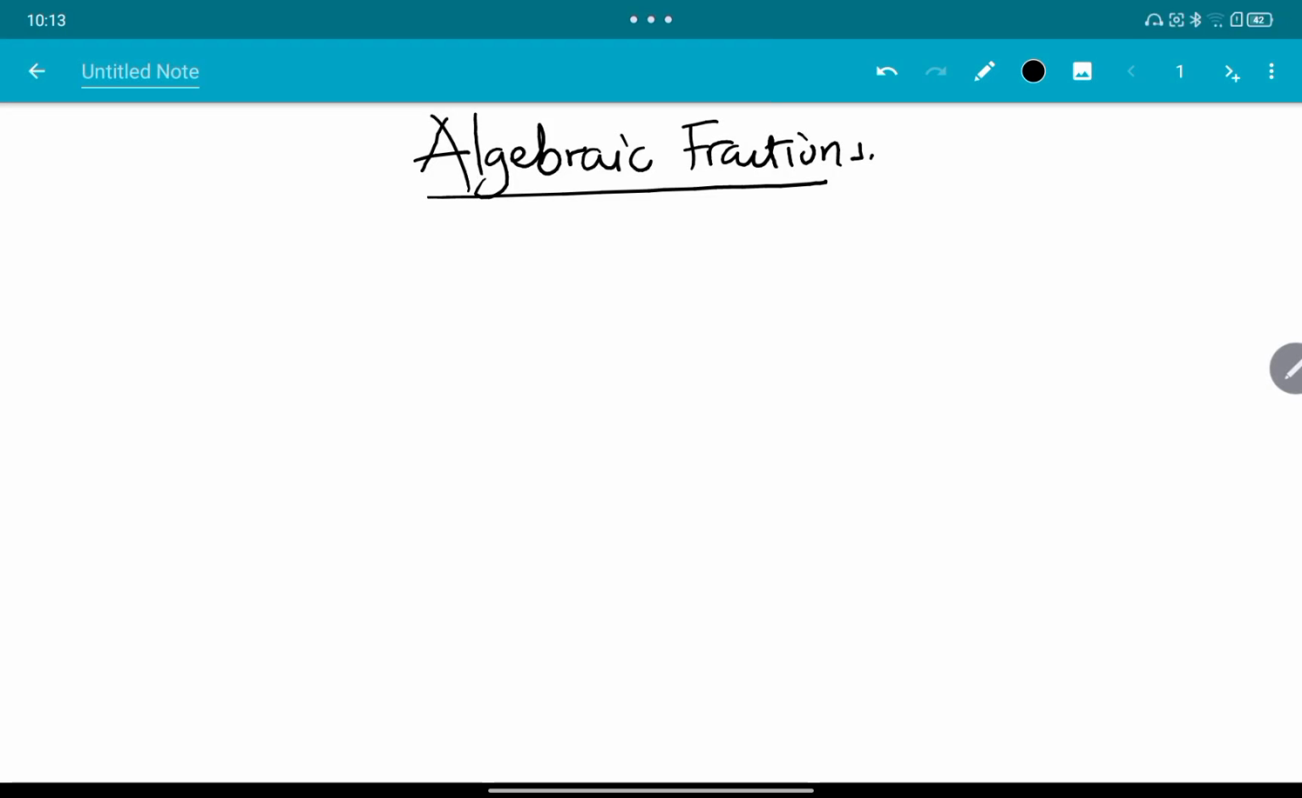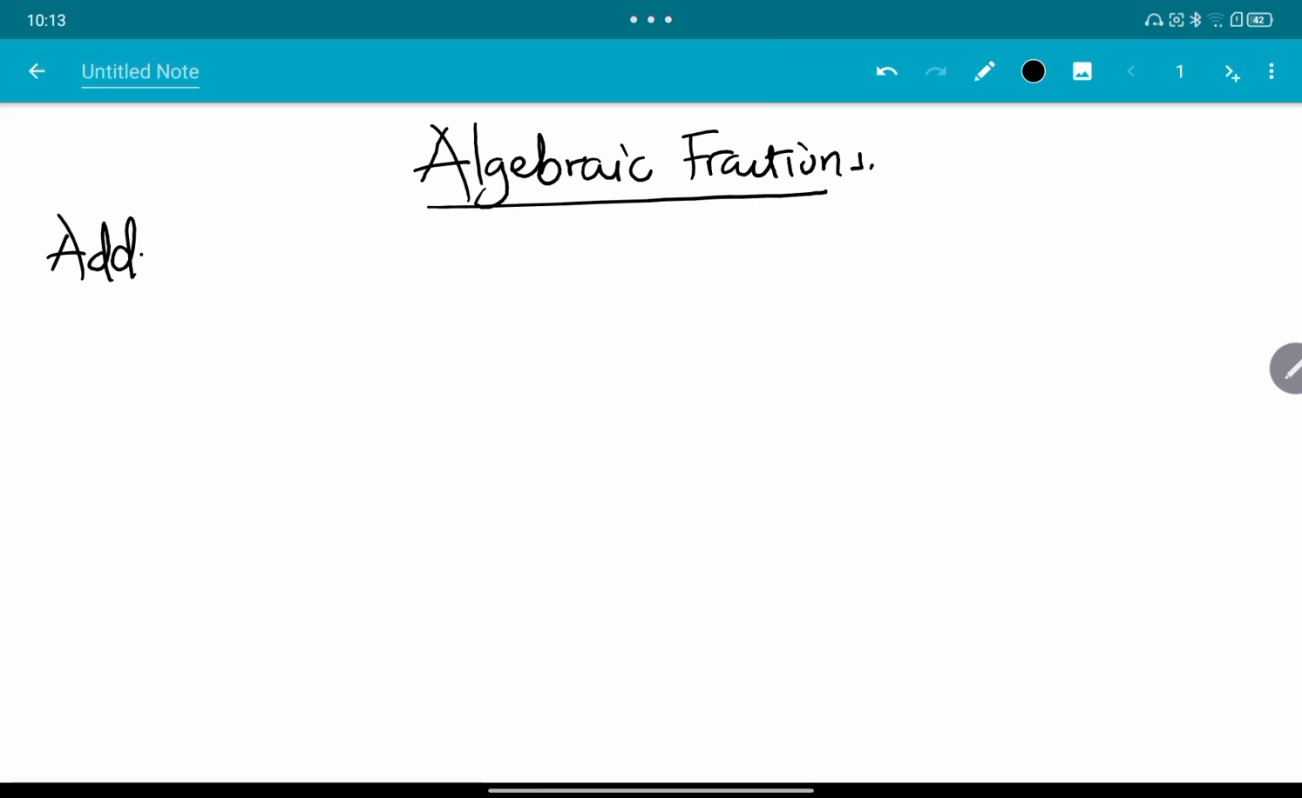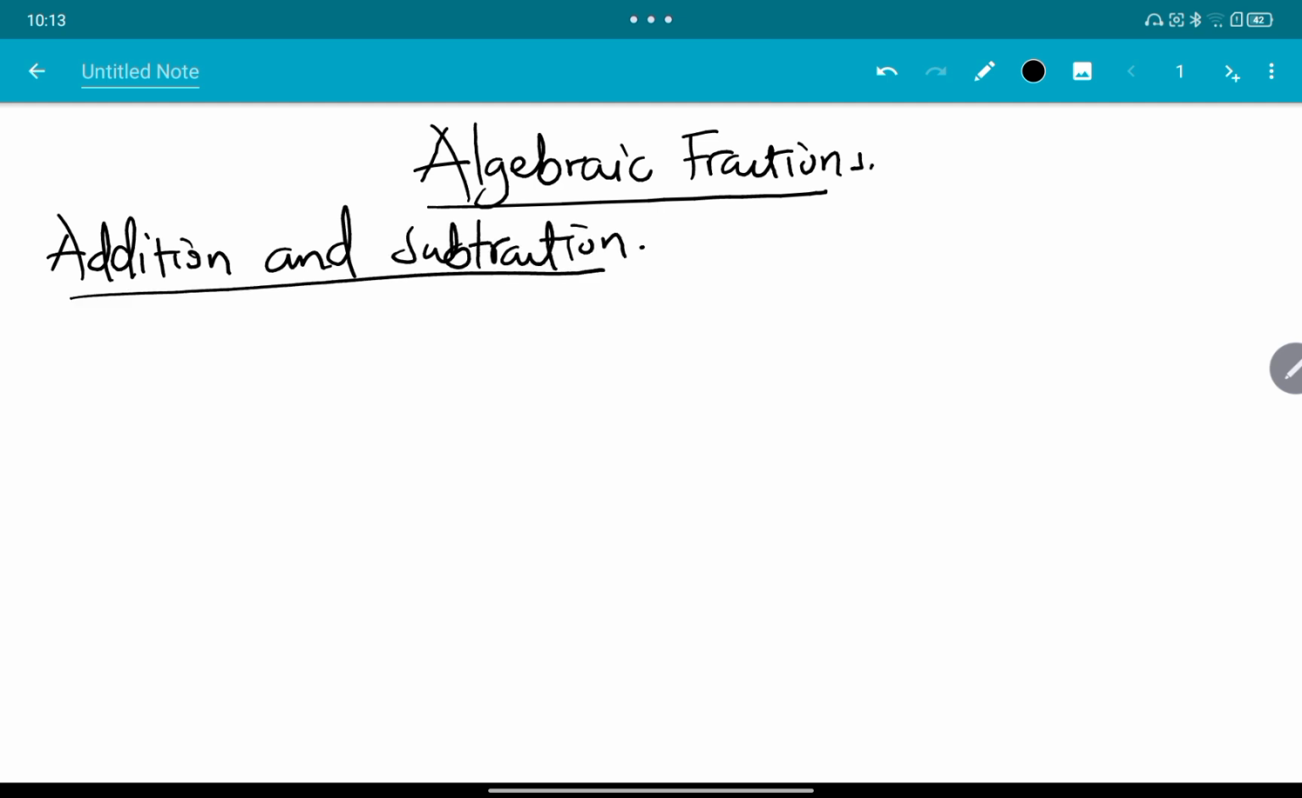Okay, in this video, you're still looking at algebraic fractions, but at this point now we are looking at addition and subtraction. Whenever we are dealing with addition and subtraction, how do we handle algebraic questions? Okay, and let me use an example for explanation: 3x plus 4 over x squared plus x minus 6, minus 1 over x plus 3.